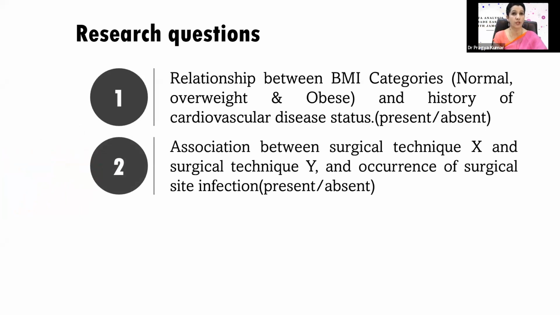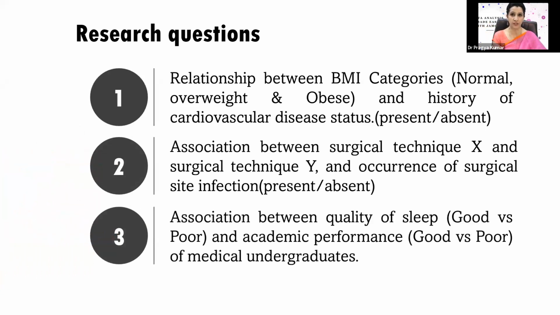Similarly, if I want to know the association between surgical technique X and surgical technique Y and the occurrence of surgical site infection, I just want to see in which technique the surgical site infection is more as compared to the other technique. Then also I would apply this chi-square test of association. And if I want to see the association between the quality of sleep, with two categories, good versus poor, and academic performance, again good and poor, of medical undergraduates, in that case also we will use this chi-square test of association.